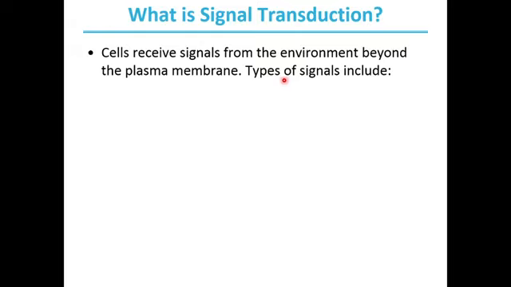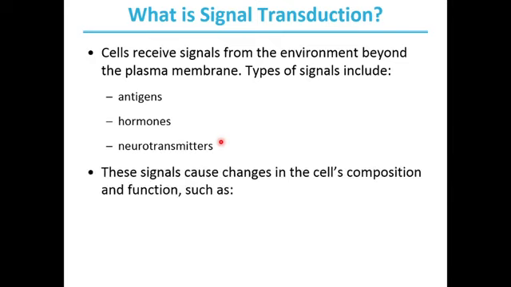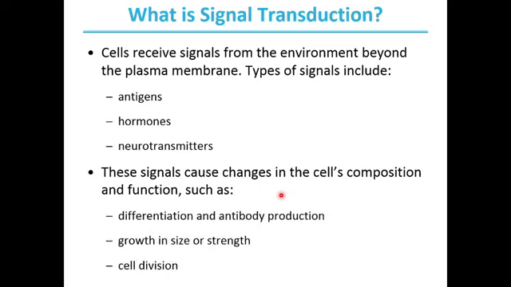Now, in the case of eukaryotic cells, typical signals include antigens, hormones, or neurotransmitters. Beyond these, there are various other signals. These are just examples. These signals cause changes in the cell's composition and function, such as cell differentiation and antibody production, or growth in size or strength, or cell division.